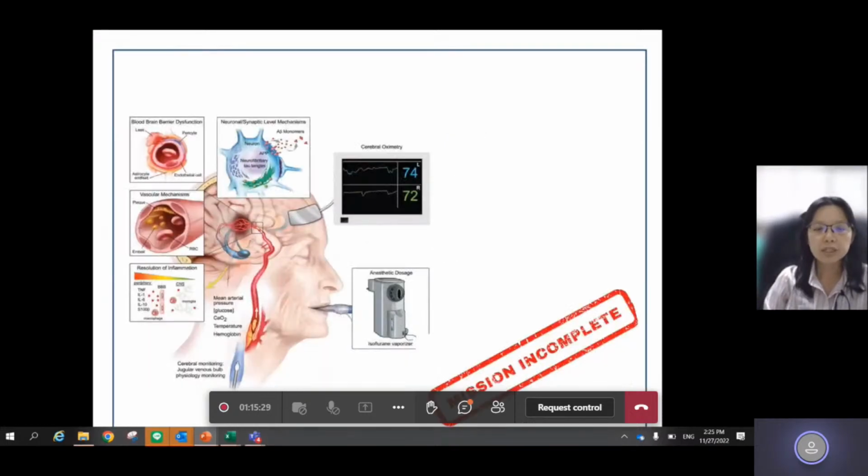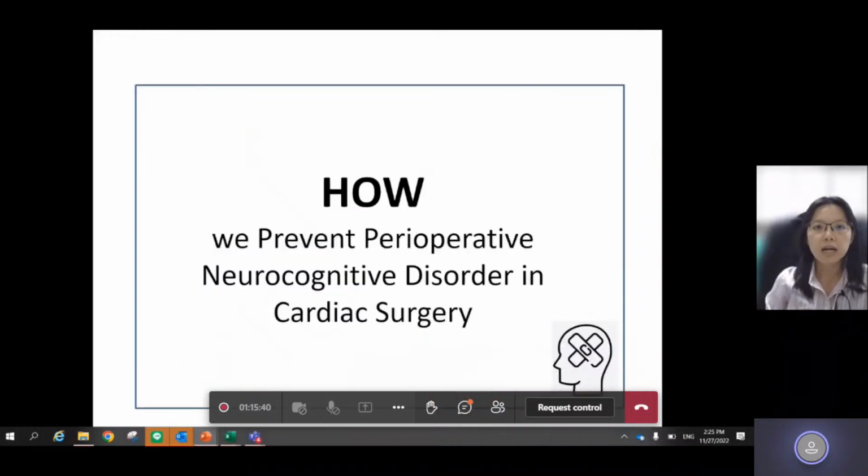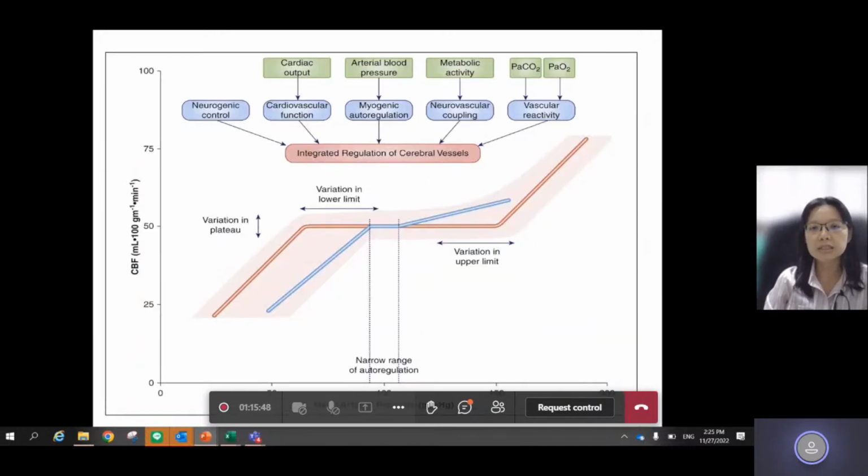So from the previous introduction, we can see there are so many risk factors which could lead to POCD or postoperative neurocognitive dysfunction. So how should we prevent perioperative neurocognitive disorders in cardiac surgery? We can see here, this is a summary from our anesthetic textbook, Miller. There's autoregulation in our brain, and we want to keep it normal during the cardiac surgery. And anesthetic drugs could change the upper and lower limits of the autoregulation.